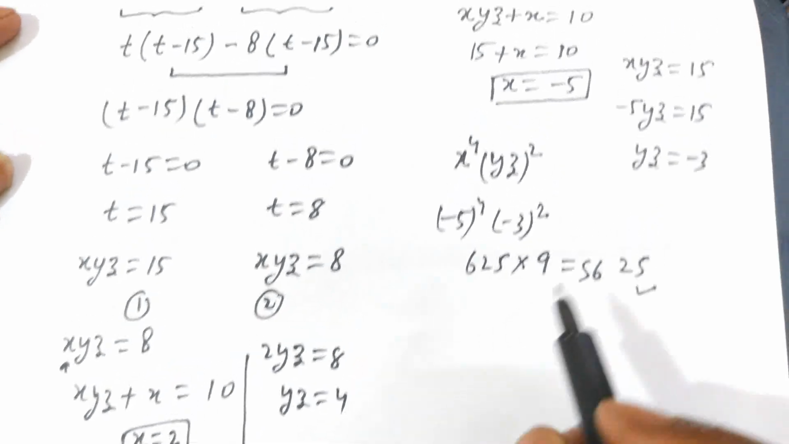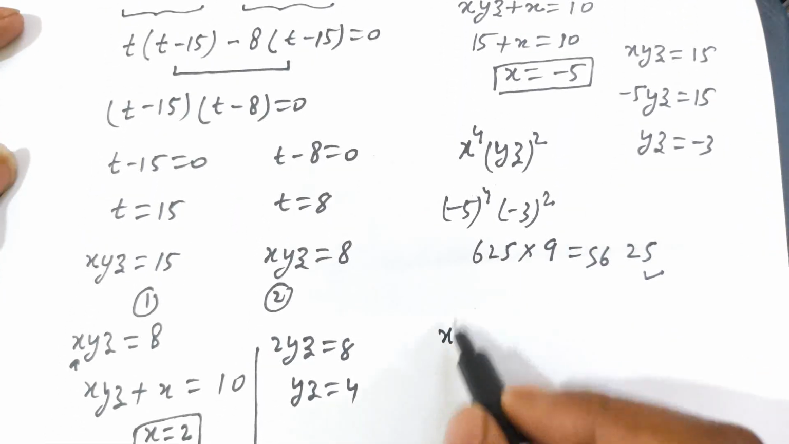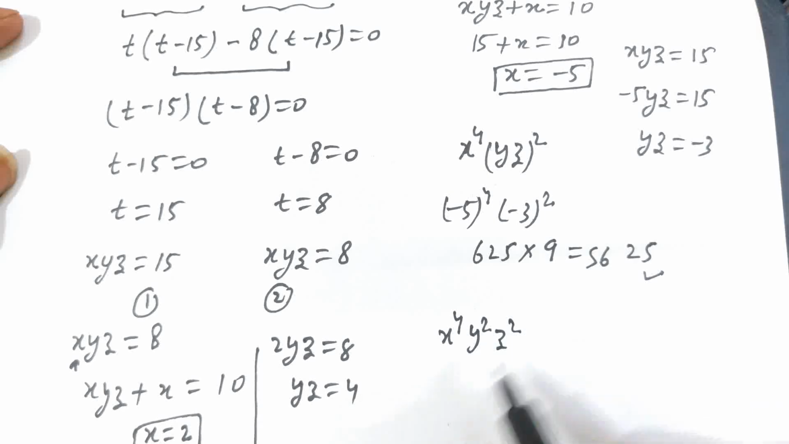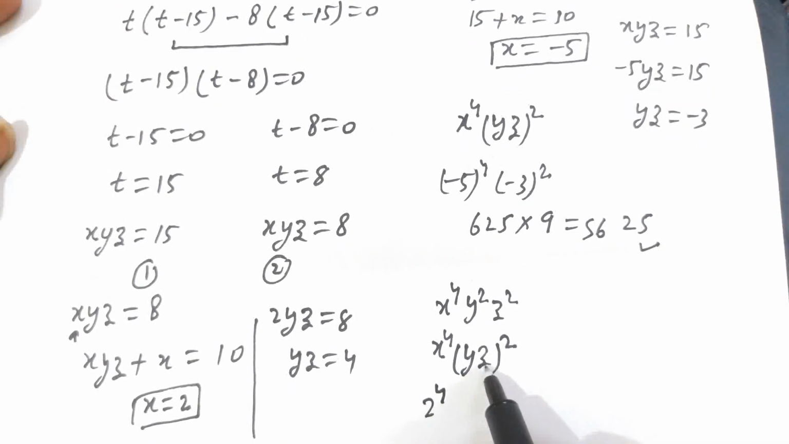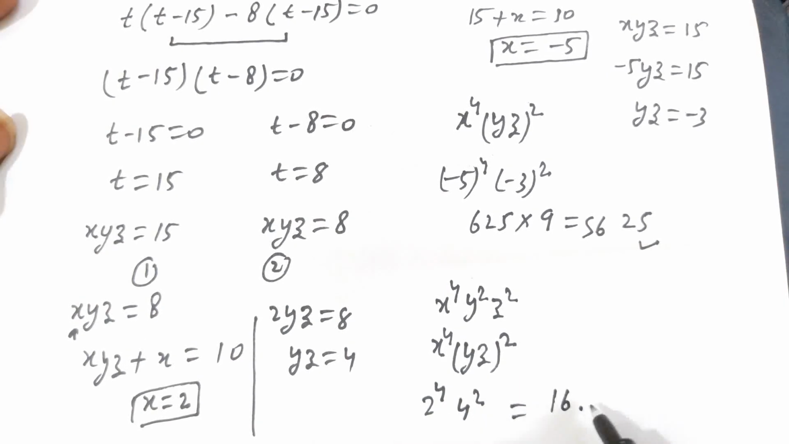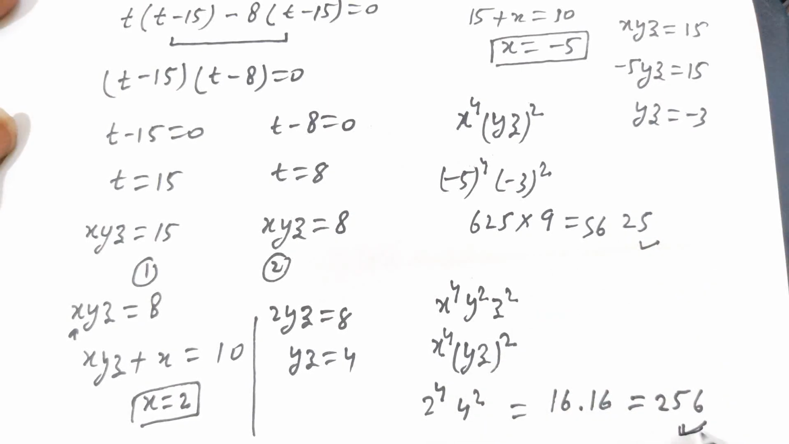And we will find out the value of this expression, that is x power 4 times y square times z square. Then x power 4 y square z square is the same as x power 4 times y times z whole square. We know that the value of x is 2. So 2 power 4, that is 16, times 4 power 2, that is 16. And 16 times 16 is 256. So the value of this expression is 5625 or 256.